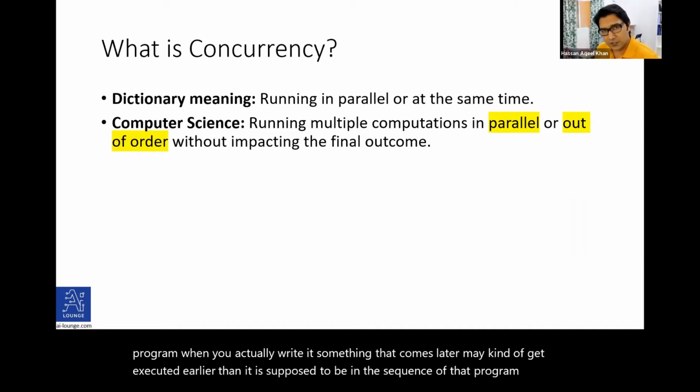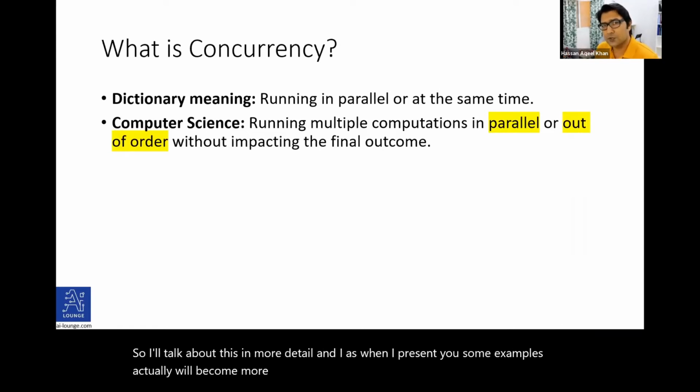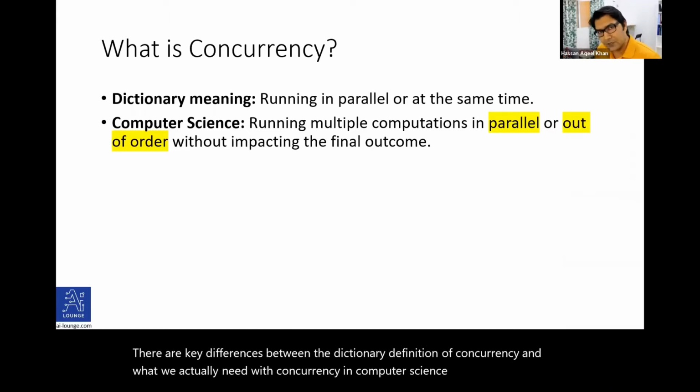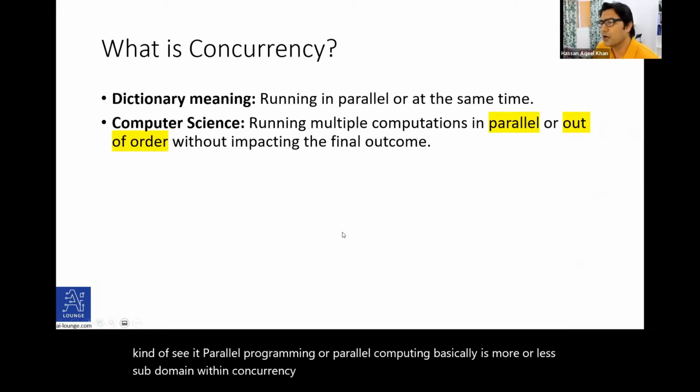I'll talk about this in more detail, and when I present some examples, it will become more clear. But I just wanted to highlight here that there are key differences between the dictionary definition of concurrency and what we actually mean by concurrency in computer science. And the way that I see it, parallel programming or parallel computing is more or less a subdomain within concurrency. So concurrency is broader as such.